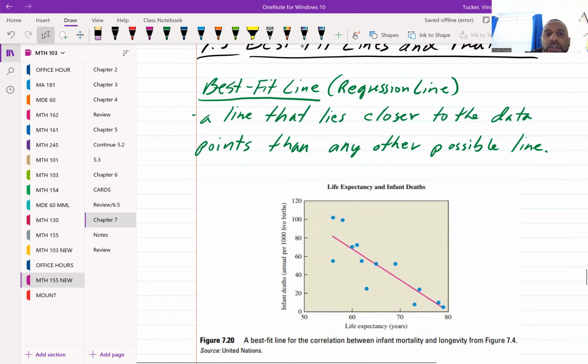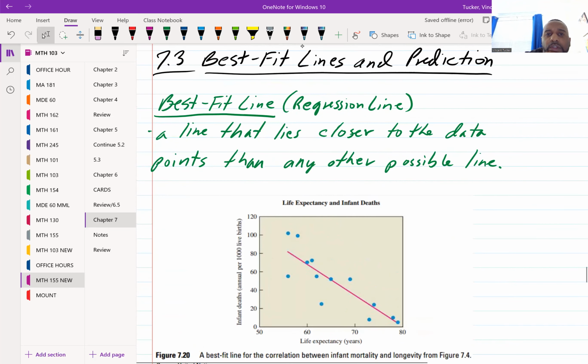And go here because I had like 2 or 3 people that just came in. So this is where we are. We just got started. Best fit lines and prediction.